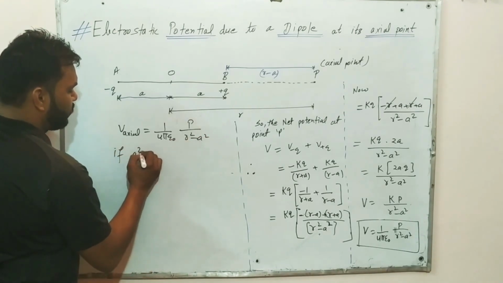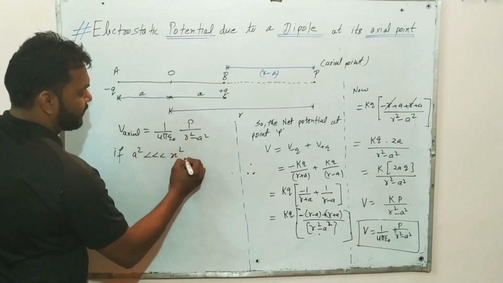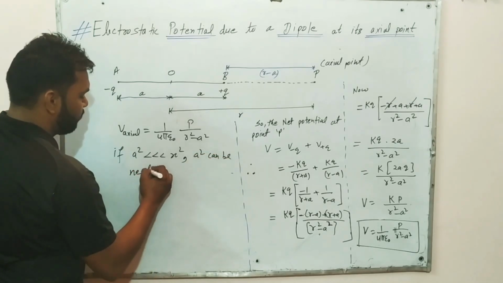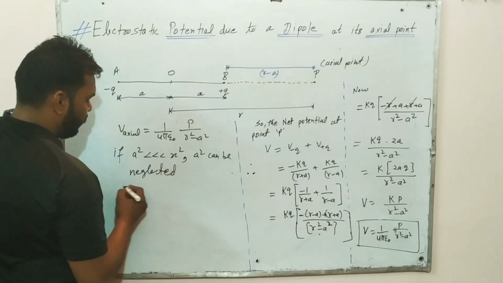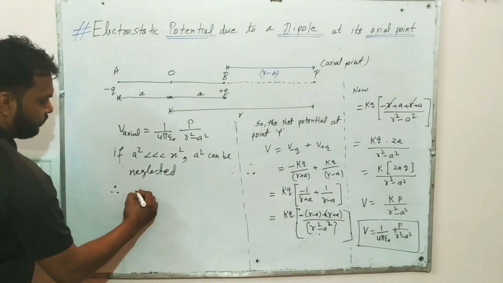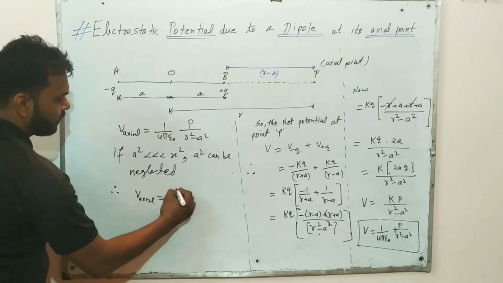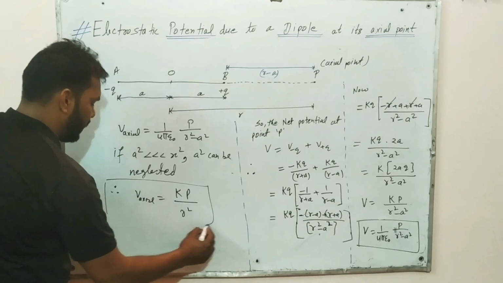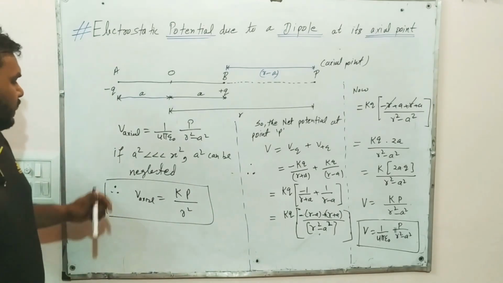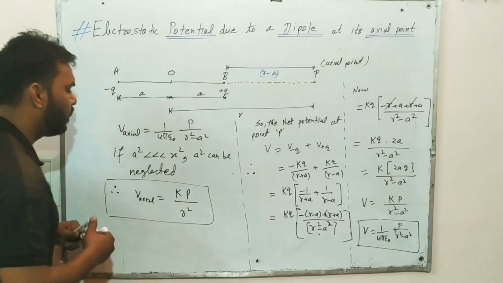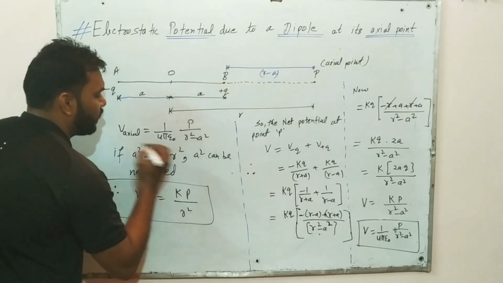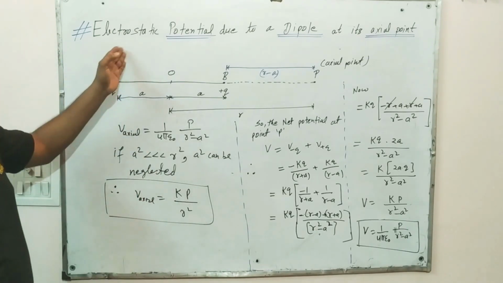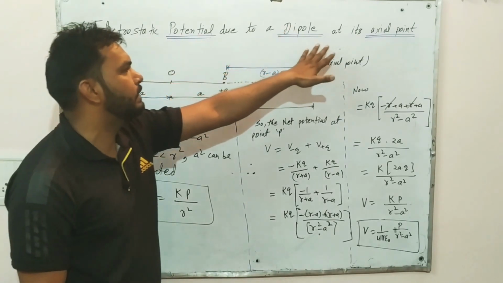If a square is much smaller than r square, then a square can be neglected. Therefore, V axial is equal to kp upon r square. It's a special case when a square is very small compared to r square. Clear? So this is the electrostatic potential due to a dipole at its axial point.